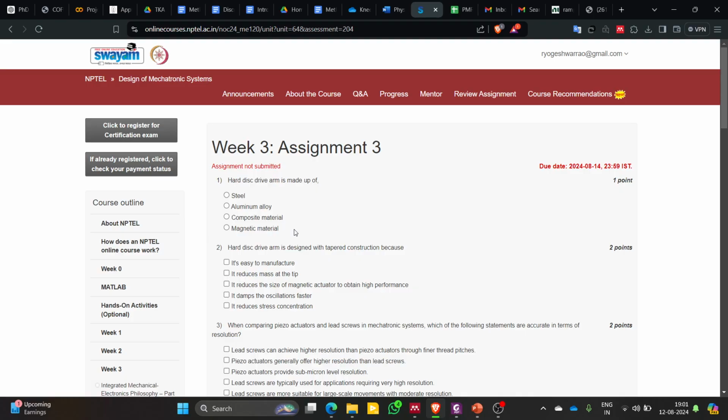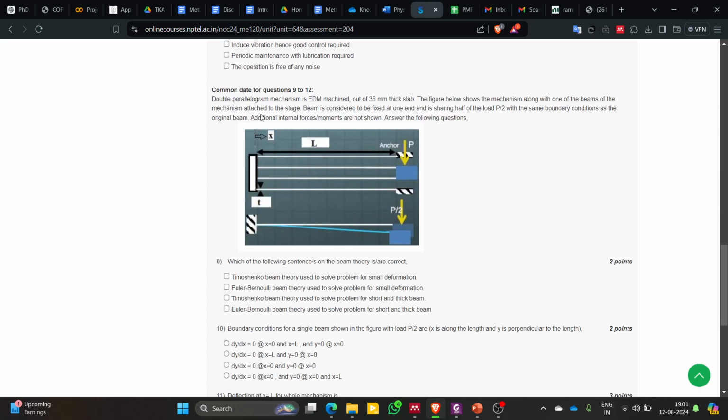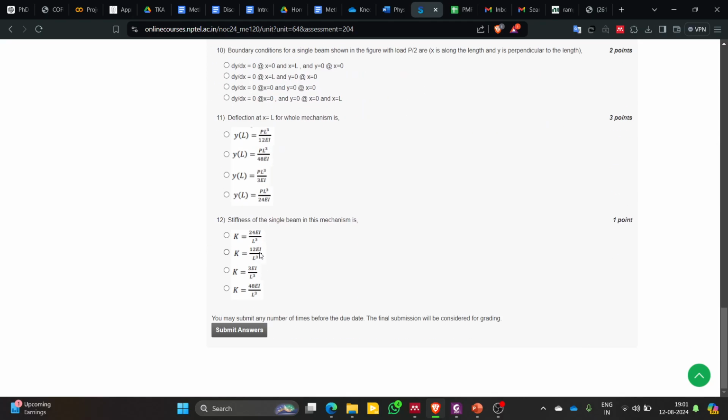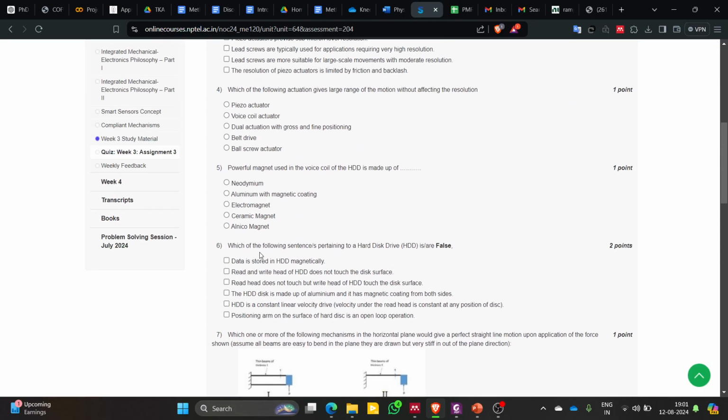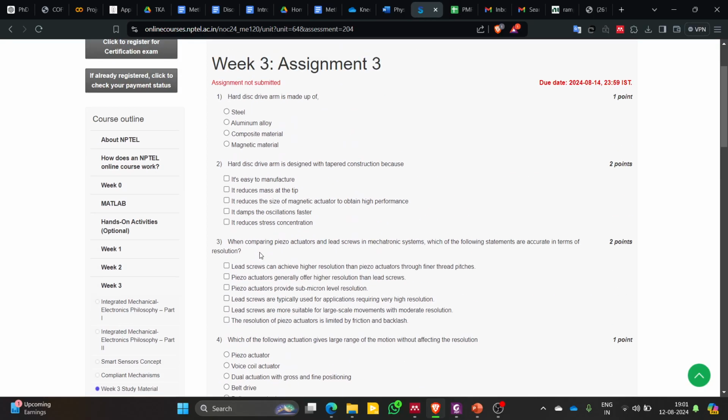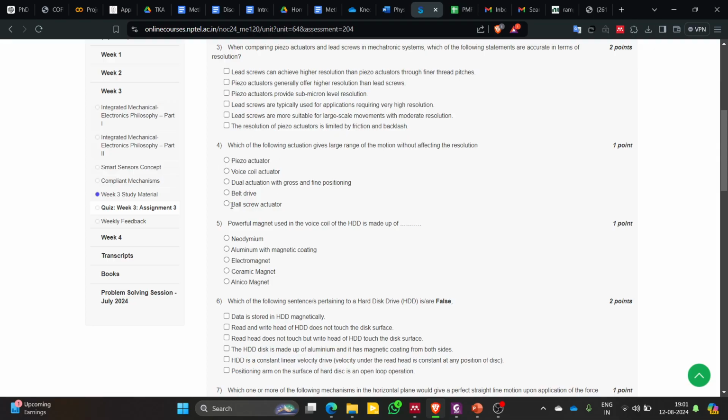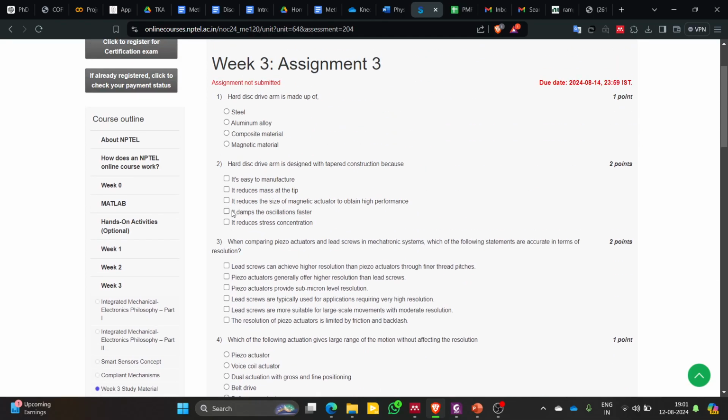This session will be solving some problems related to some mechanisms, and some problems also related to sensors and actuators, the types of actuators, and also related to different types of mechanisms, like basic sensors and basic actuators used in disk drives.